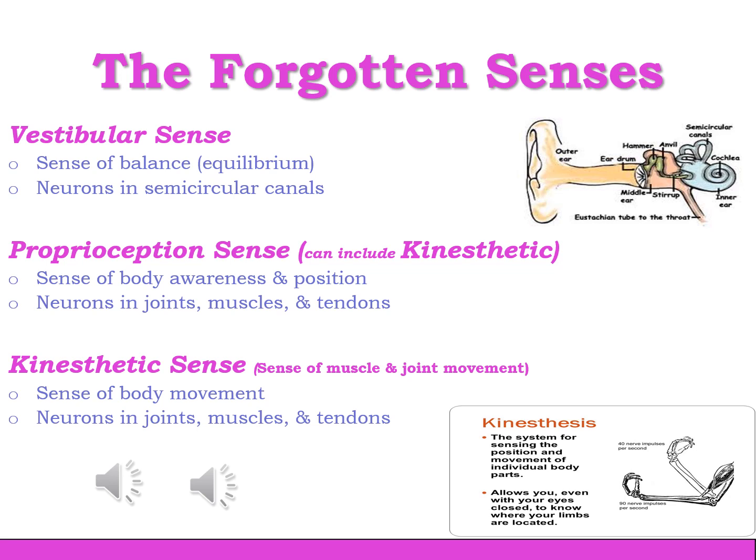Now, as I mentioned, some authors will include kinesthetic sense as part of proprioception. Other authors will list it separately, which is another reason why we can get many answers to the question of how many senses there are. Let's consider the kinesthetic sense separately. It is body movement without the positioning. Again, the neurons are in the same location: muscles, joints, and tendons.